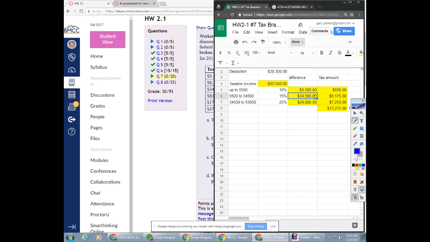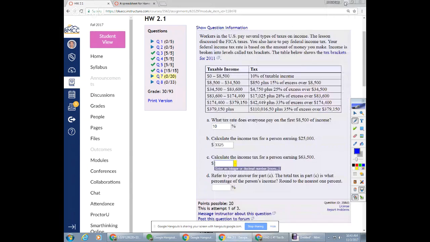All right, one more time. Third time's the charm. Minus 8,500. There we go, 12,000. Okay. So $12,000. Let's see, referring to part C, the total tax is what percent of this person's income, and here we're referring to the taxable income. How would I calculate that?